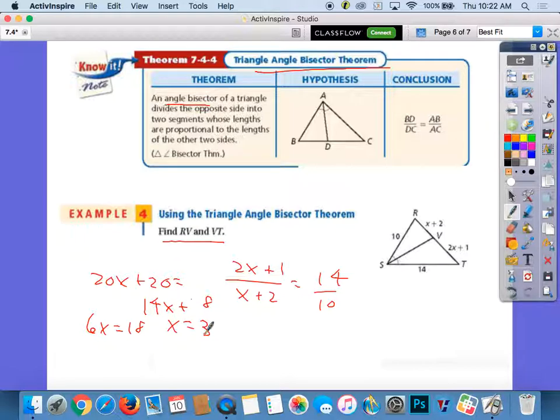What's the question asking, guys? Be careful. Don't stop here and circle x is 3. We want to find RV. Okay, so RV is going to be 3 plus 2, which is going to be 5. And then we also want to find VT. Okay, so the length of VT is going to be 2 times 3 plus 1, which is going to be 7.